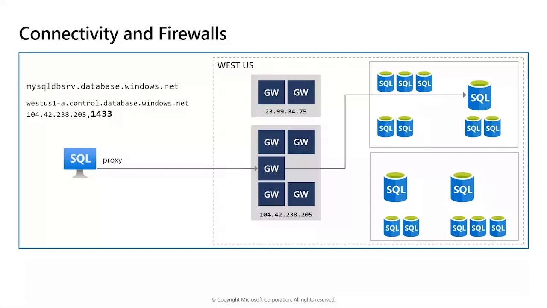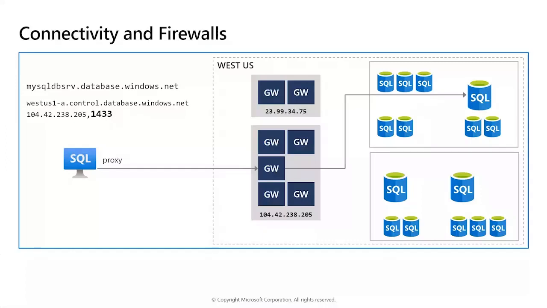Now, if we take a look at this diagram here, we've got a client connecting to the database gateway, which has a public IP address and is listening on port 1433. Now, this gateway, depending on what connection policy has been specified on this gateway, will either redirect or proxy the traffic to the right database tier in the backend. And so then inside the database cluster tier, the traffic is then forwarded to the appropriate database.